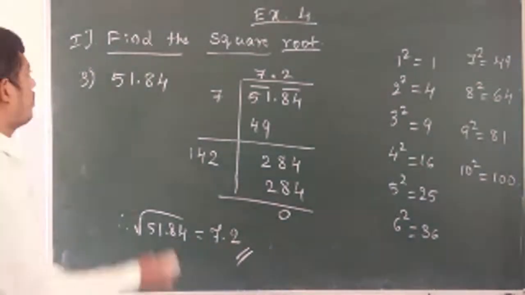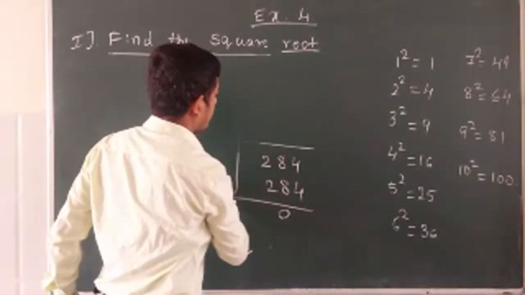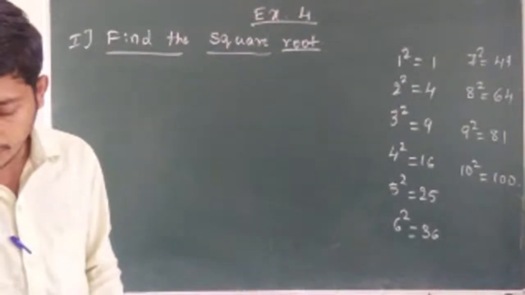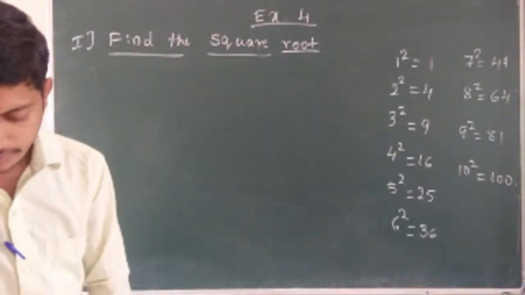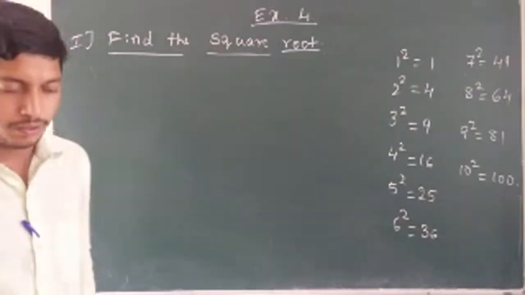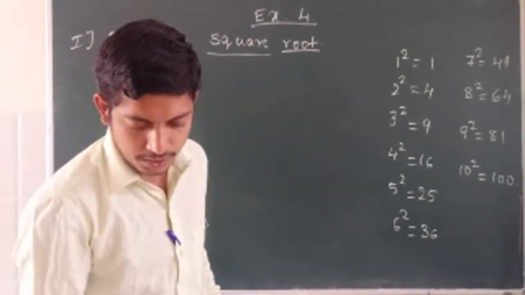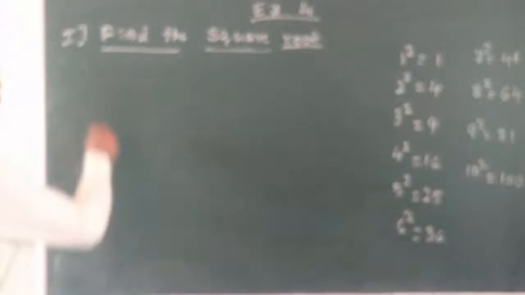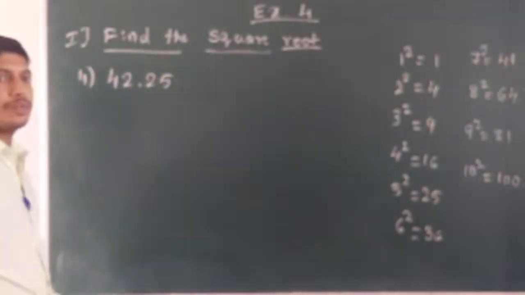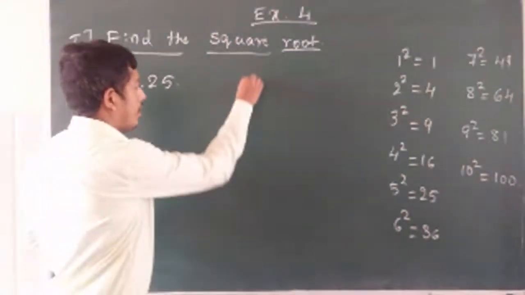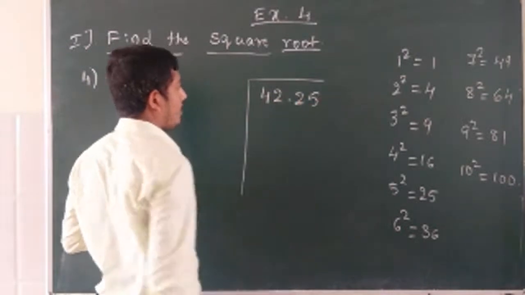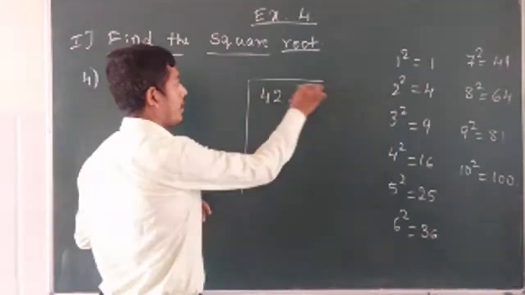Now we will solve another problem. Okay, don't use calculator and find the value. Just calculate and find without using calculator. Okay. Next one is 42.25. 42.25. So this is the given number. 42.25. So we have to pair from the right hand side.